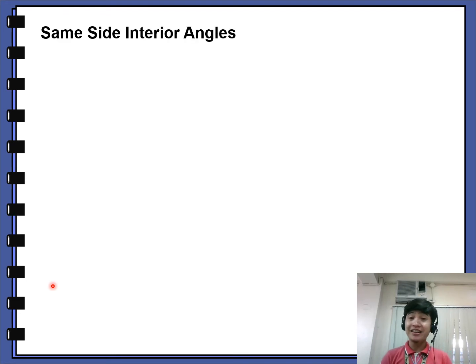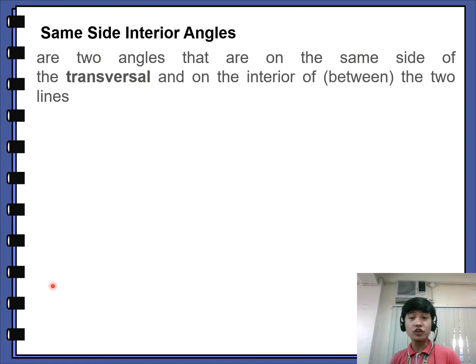Actually, sa pangalan niya pa lang, nandoon na yung definition niya. But let's still try to describe ano ba ibig sabihin ng same-side interior angles. So, by definition, same-side interior angles are two angles that are on the same side of the transversal and on the interior of or between the two lines. So, pasimplihin natin. These are two interior angles lying on the same side of the transversal.